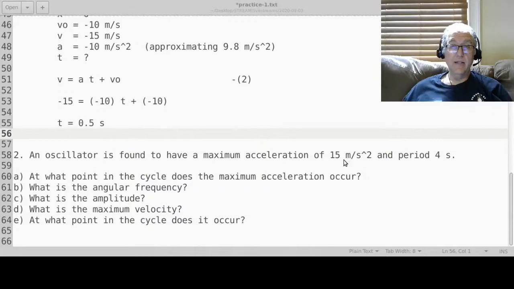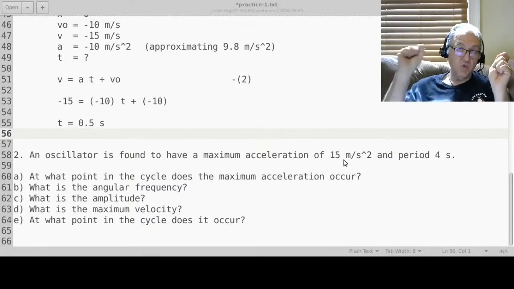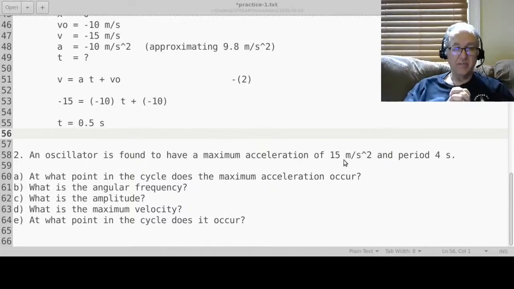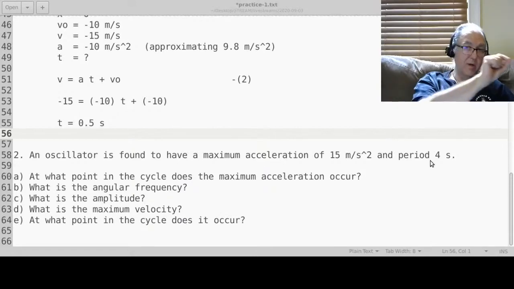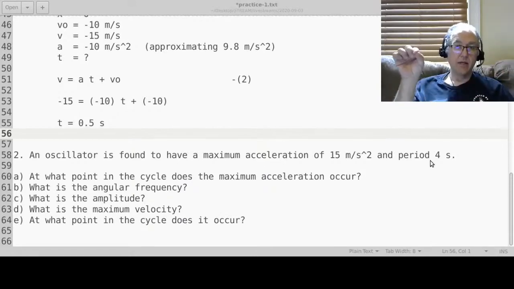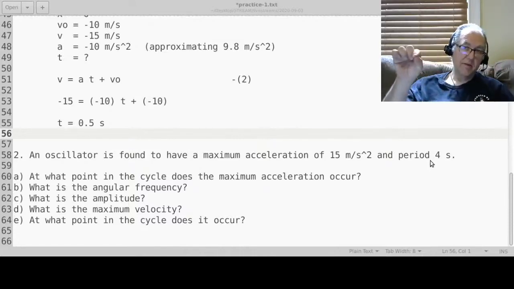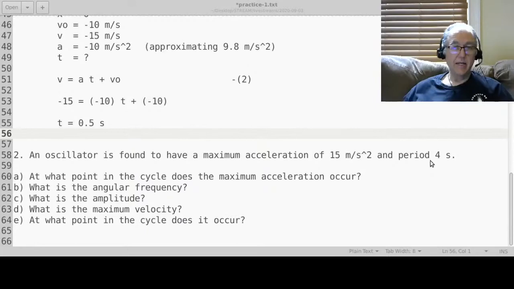Once again, at the endpoints is where it stops and turns around. That's when it's being swung around the fastest, when its acceleration is the greatest. And the period, the time for one cycle, is 4 seconds. So it's like 1001, 1002, 1003, 1004, and it makes one cycle, and then it does it again and again.